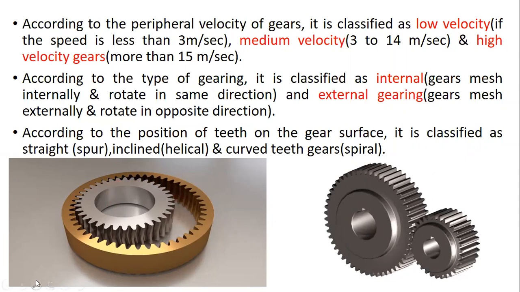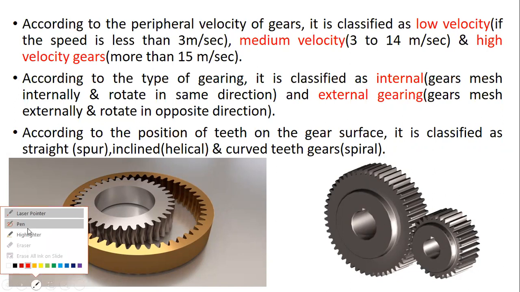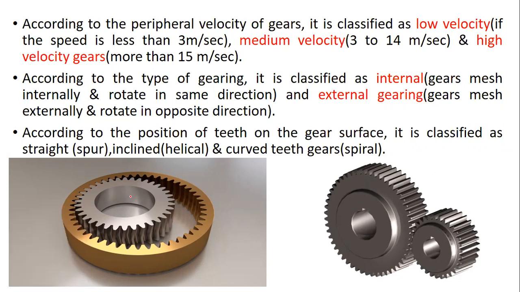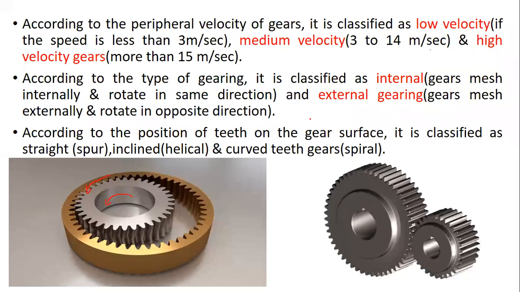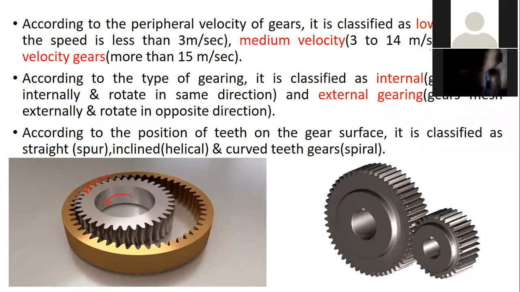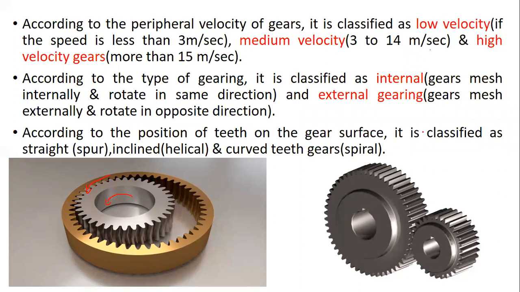For example, here you can see that if this is the rotation, the inside one and the outer one, the direction will be the same. The gear meshes are internal, and it is going to rotate in the same direction.